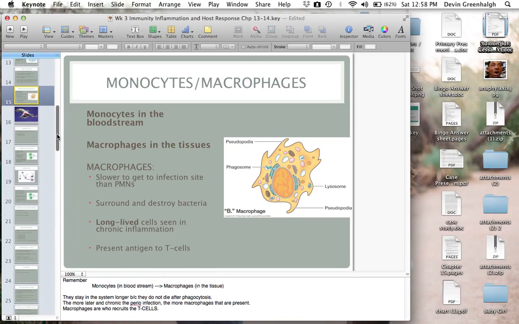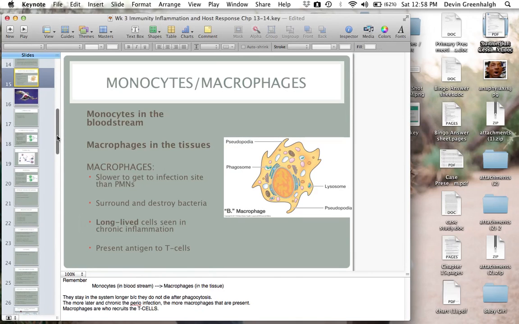Okay, so now you have monocytes and macrophages. Monocytes are in the bloodstream, and macrophages are in the tissue. So remember, it's like our chart. Once it's in the bloodstream, it's a monocyte, and then once it's out of the bloodstream into the tissue, it's a macrophage. Macrophages are slower to get to the infection. That's why they're second and they don't come first. Who comes first? Neutrophils. Macrophages also surround and destroy bacteria, but these cells live longer because they don't die after phagocytosis. And they help present the antigen to T cells.